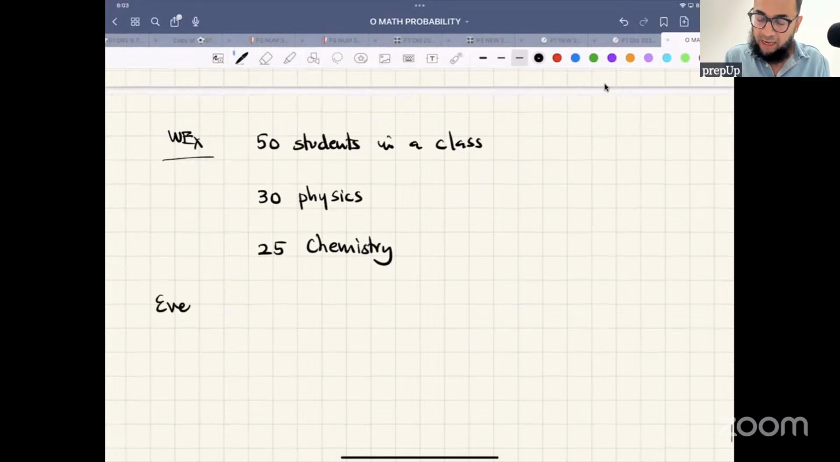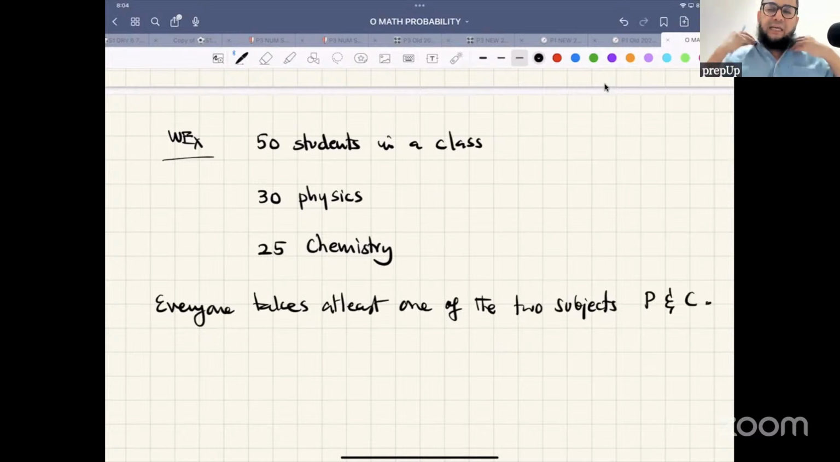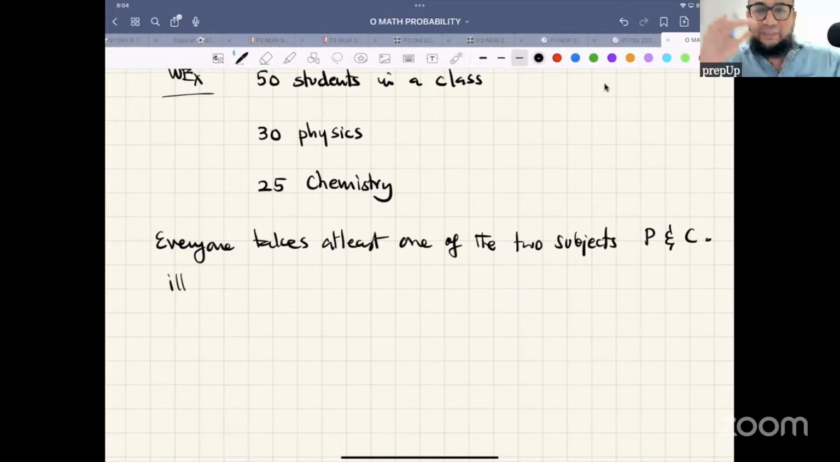and everyone takes at least one of the two subjects, physics and chemistry. There is not a single person who's not taking any of the two subjects. So, I mean, they have to take either the physics or the chemistry. Illustrate the data on a Venn diagram.